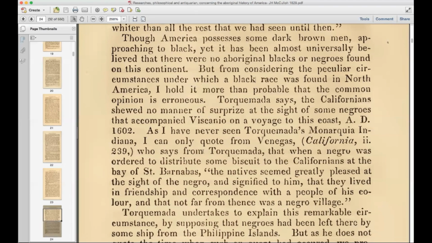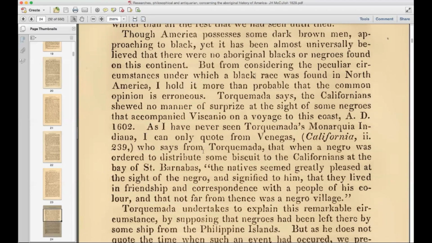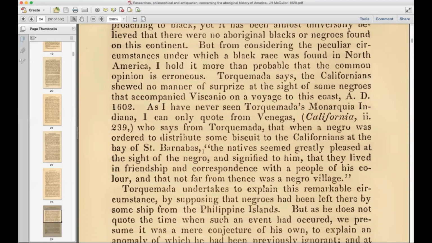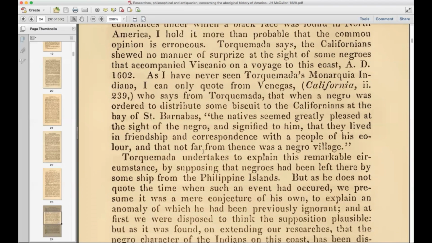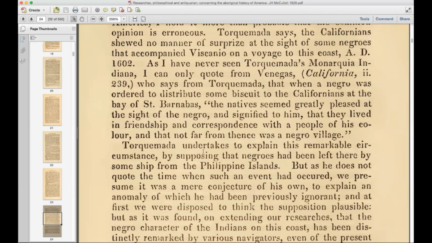As I have never seen Torquemada's Monarquía Indiana, I can only quote from Venegas, California, volume 2, page 239, who says from Torquemada that when a Negro was ordered to distribute some biscuits to Californians at the Bay of St. Barnabas, the natives seemed greatly pleased at the sight of the Negro and signified to him that they lived in friendship and correspondence with people of his color, and that not far from thence was a Negro village. Again, a Negro village. This is a historic book.